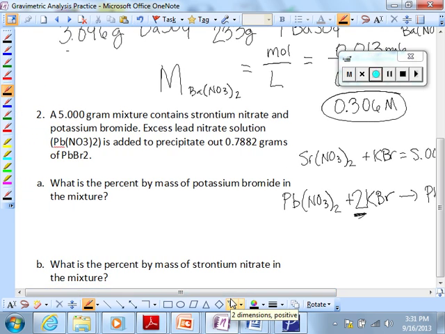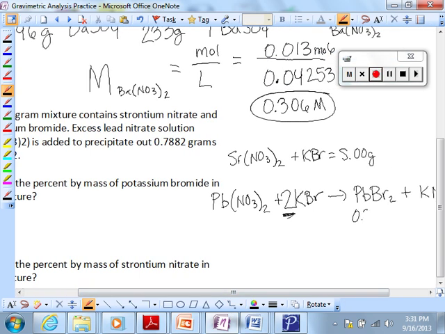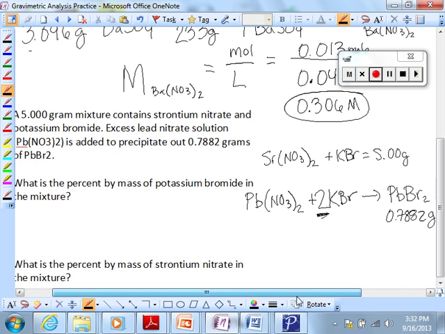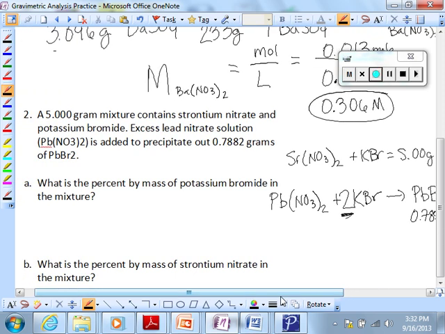We have this information: 0.7882 grams of lead bromide. Then the question goes on to ask me, what is the percent by mass of potassium bromide and what is the percent by mass of strontium nitrate? The only thing I know for sure is that I have 0.7882 grams of lead bromide.